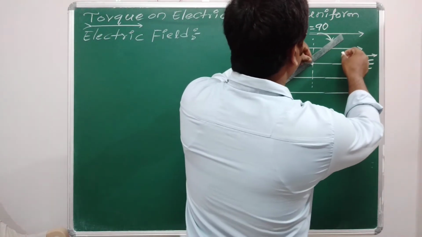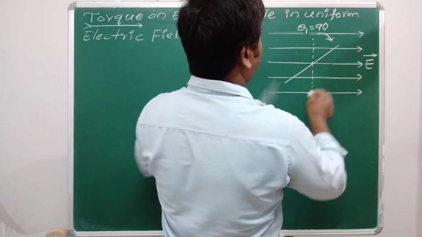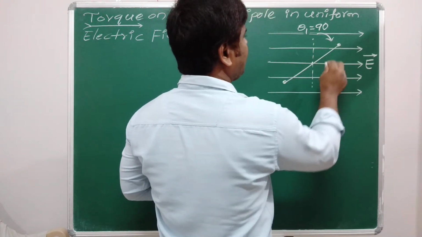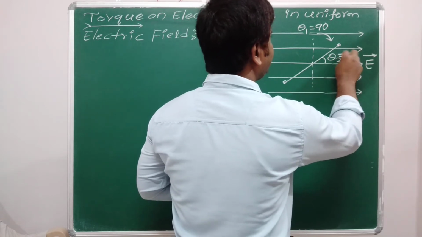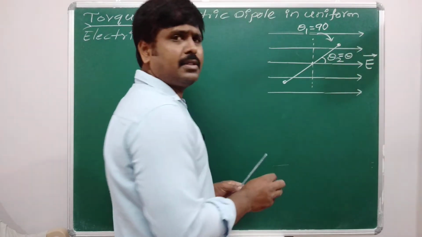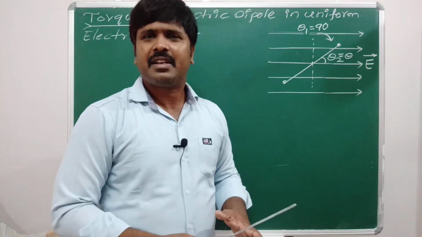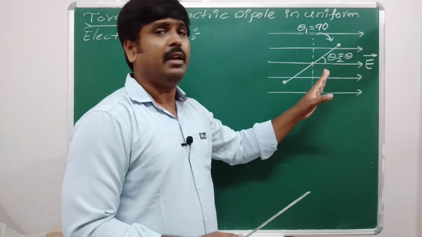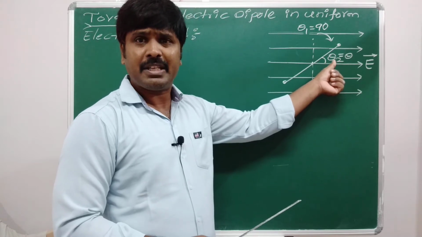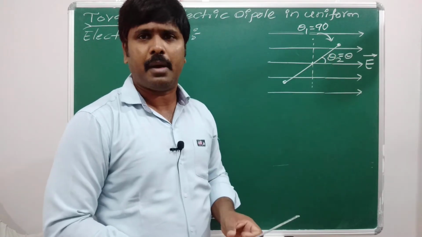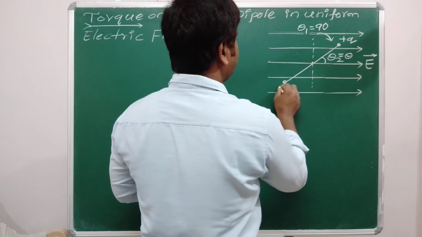Okay, so the dipole is making a certain angle with the electric field, that is theta 2. Here I am considering theta as a certain final angle, and finally it comes in the direction of the electric field. But before coming to the electric field direction, we are taking the final angular displacement, that is theta 2 equal to theta. This is the positive charge, this is the negative charge.